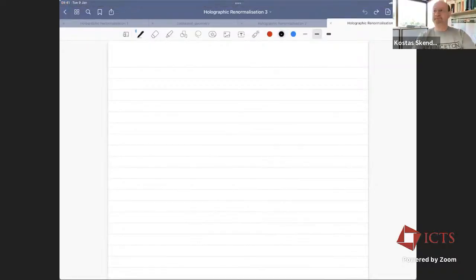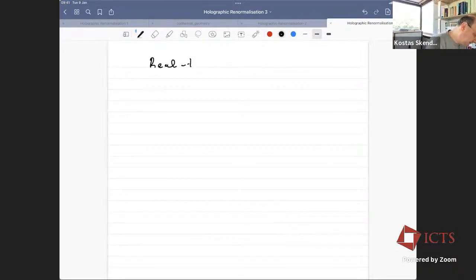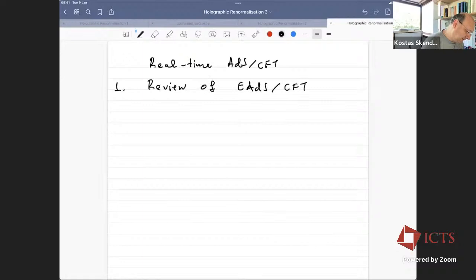So today we'll discuss real-time AdS/CFT. But I will start with a brief review of what you did yesterday of Euclidean AdS/CFT, using a scalar field as an example. It will not be as detailed as yesterday. And then we'll discuss new issues when we are in Lorentzian signature.